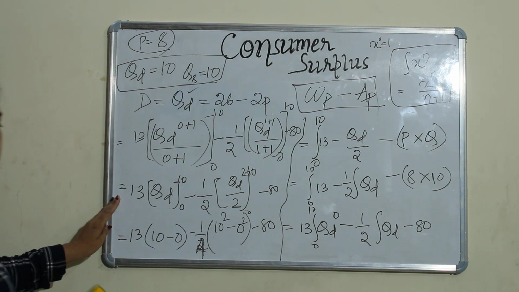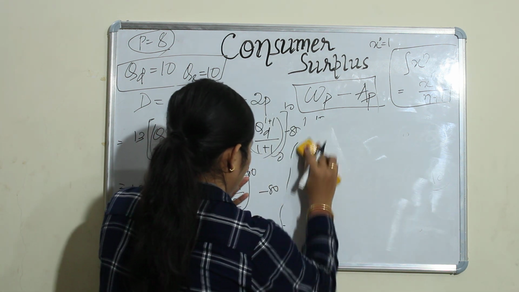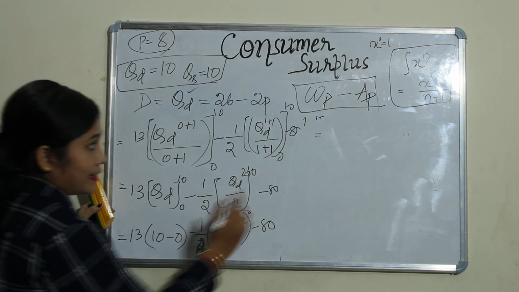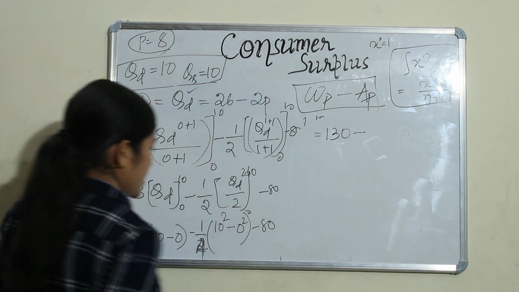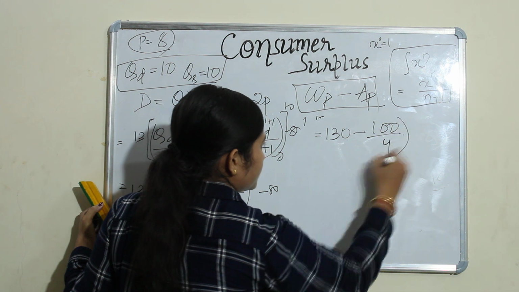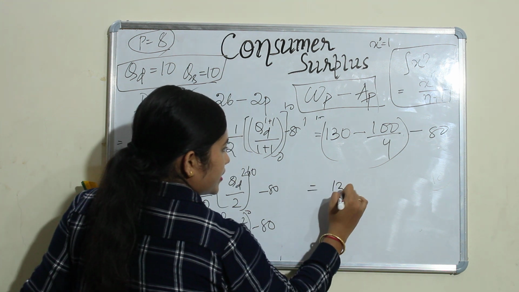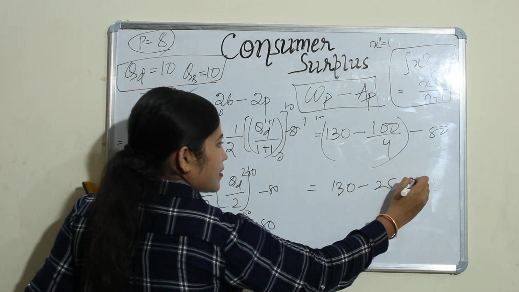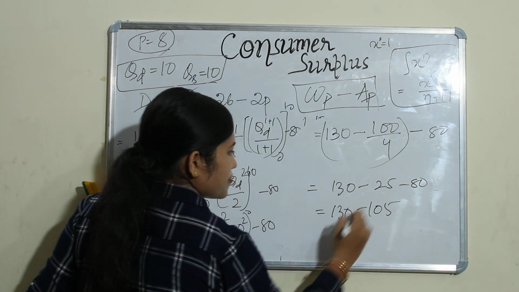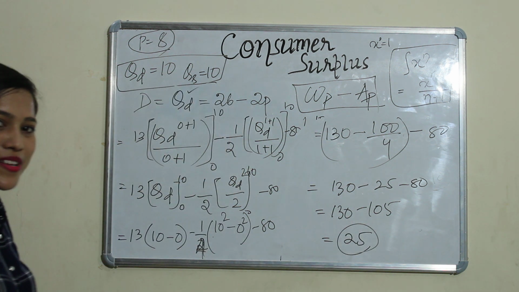Up to this you have understood? Let's just rub this one. Okay. So what is the answer? 13 into 10, that is 130, minus 10 square divided by 4, 100 by 4, minus 80. So 130 minus 25 minus 80, that is 130 minus 105, that is 25. This is your consumer surplus.